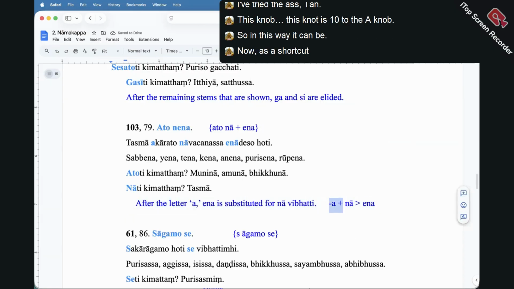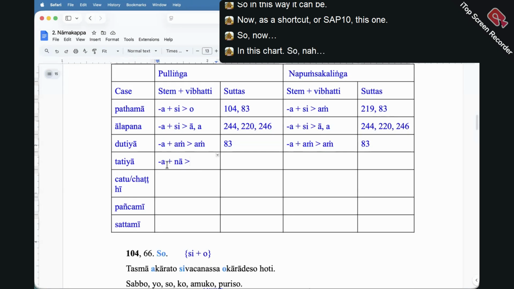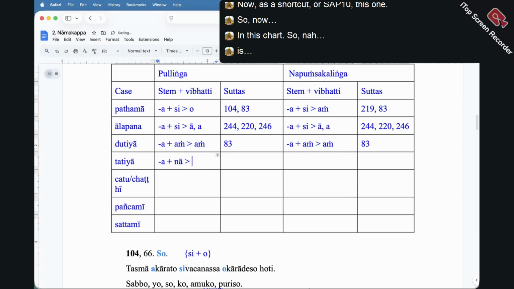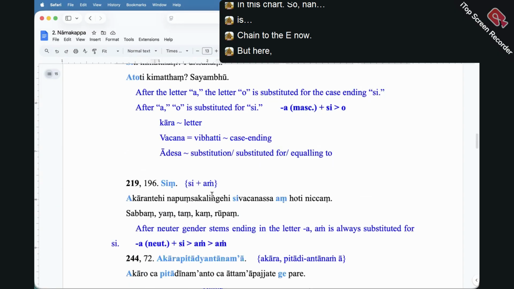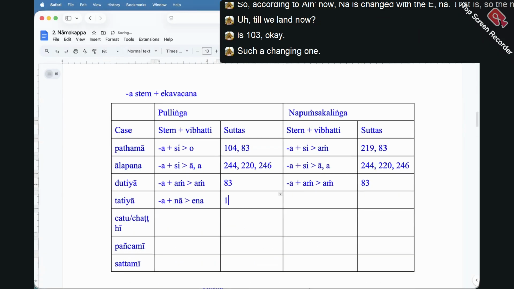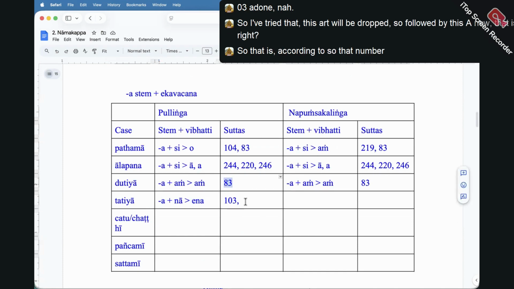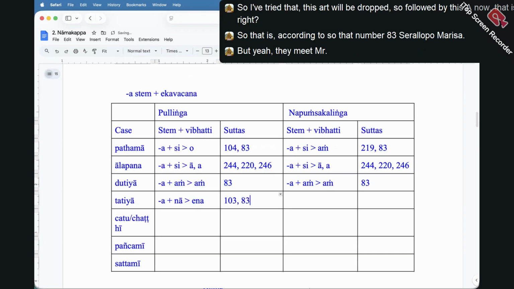Now as a shortcut or as a pattern, this one. In this chart, 'na' is changed to 'ena', but here actually this 'a' still remains. So according to 103 Adonina, 'na' is changed to 'ena'. After that, this 'a' will be dropped, followed by this 'ena'. That is adesa, right? So that is according to Sutta number 83, Sralopo Madesa Bajyate Mi, Sralopetu Pakati.